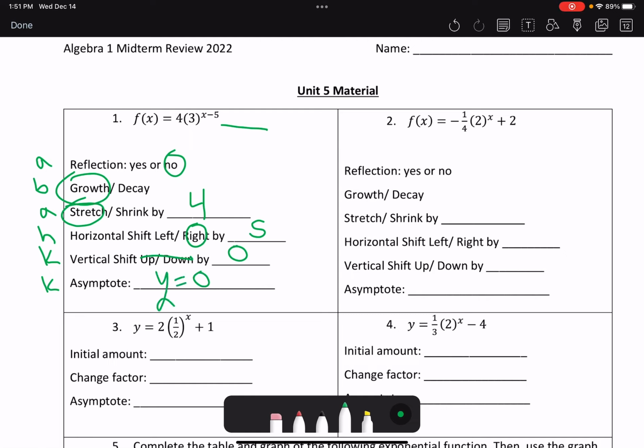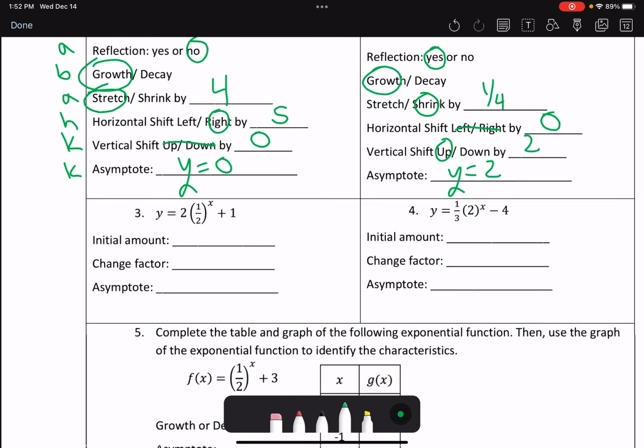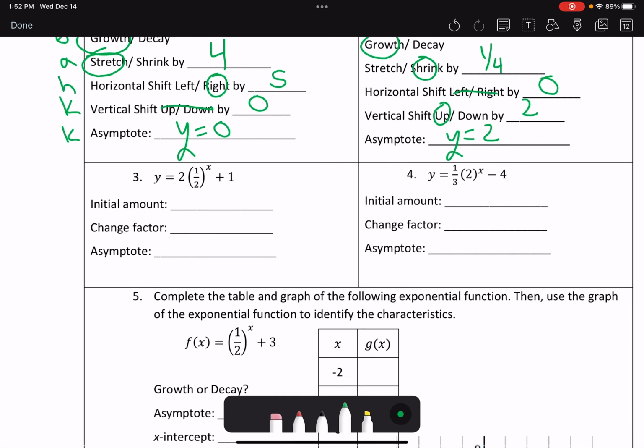For number 2, it says negative 1/4 times 2 to the x power plus 2. Our a value is negative, so it does have a reflection. The b value is bigger than 1, so it's a growth. That 1/4 is less than 1, so it's a shrink by 1/4. We don't have a horizontal shift here, so it's not going to go left or right any. Our k value is 2, so it's going to shift up by 2 and give us an asymptote at y equals 2.